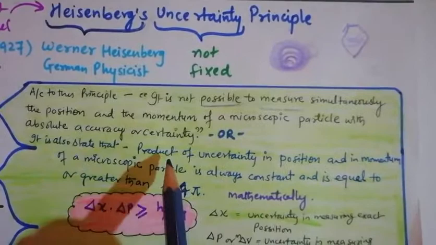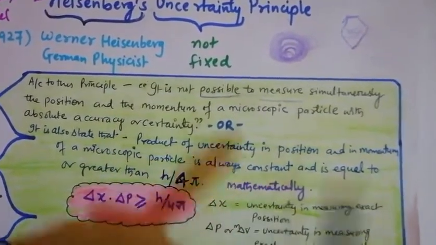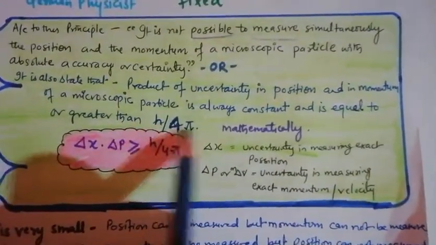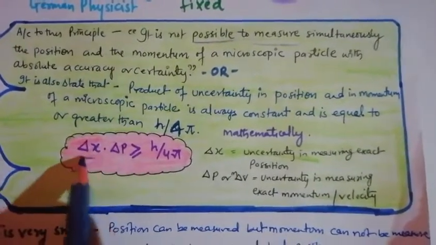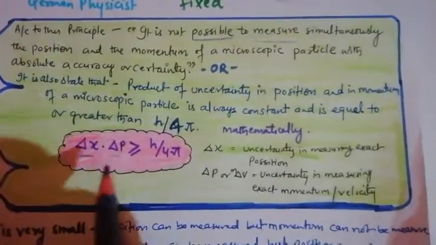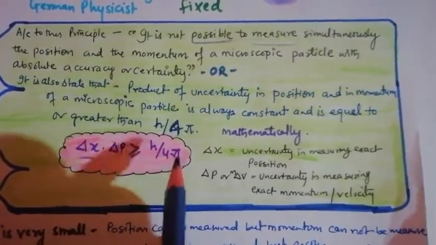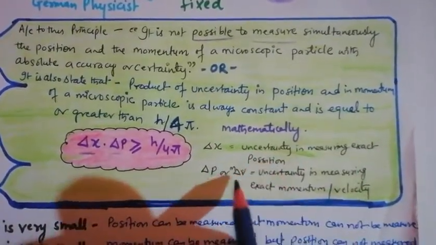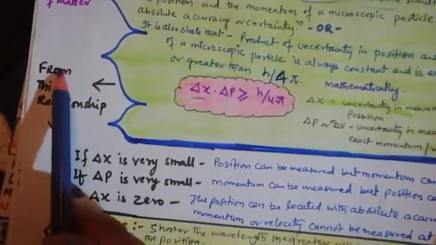It is also stated that the product of uncertainty in position and in momentum of a microscopic particle is always constant and is greater than or equal to h upon 4 pi. This is the mathematical value. So what is delta x times delta p? Delta x is the uncertainty in measuring the exact position, and delta p is the uncertainty in measuring the exact momentum or velocity. Delta x times delta p is greater than or equal to h upon 4 pi.